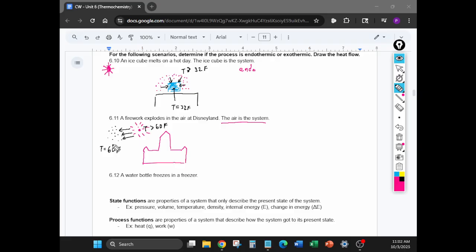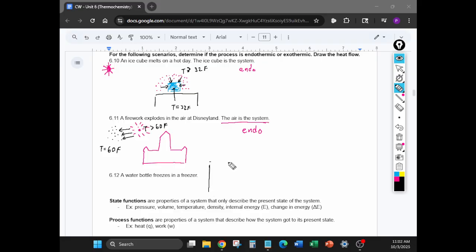So if we look at the air, is the air absorbing or releasing energy? It's absorbing. Correct. It is endothermic. Typically, people look at the firework and say, "Hey, it's releasing energy because it's basically a tiny bomb," so they say it's exo, but again, it depends on what the system is. So always look at what the system is.